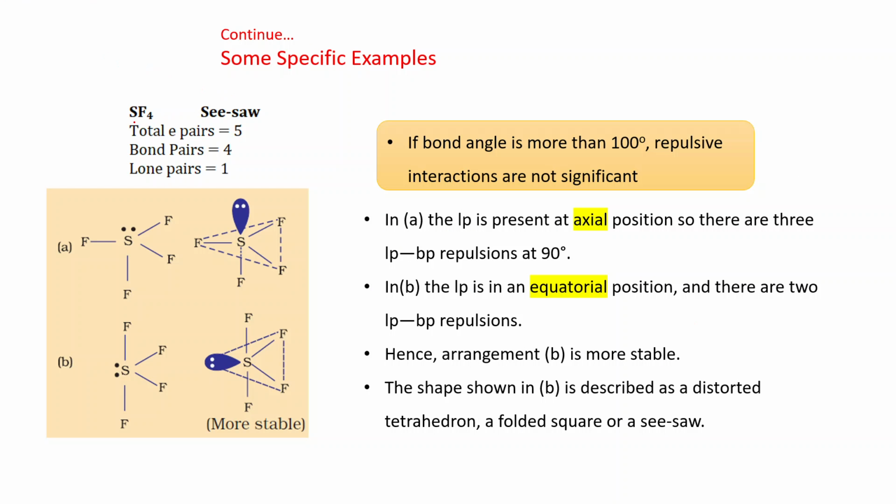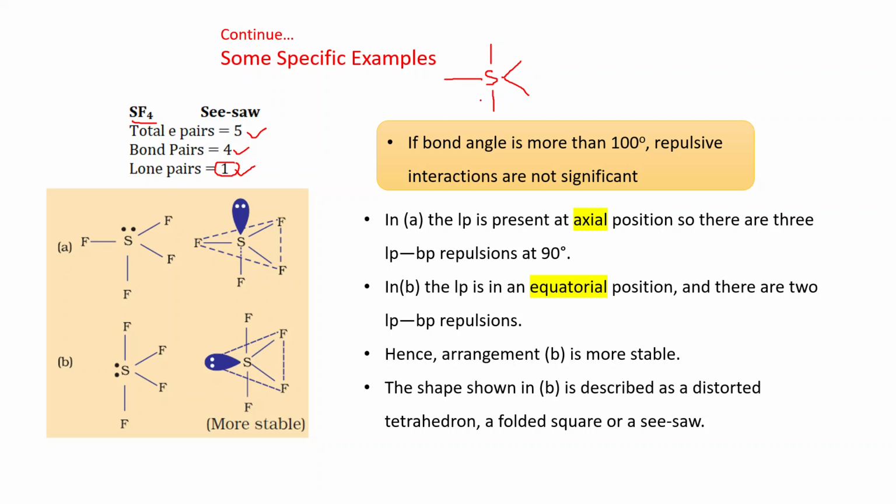One more example, SF4. Now in case of SF4, total number of electron pairs are 5, bond pairs are 4, lone pair is 1. Now the question arises, what should be the position of this lone pair of electrons? We already discussed. Once again, see, this is sulfur. 5 electron pairs are there. These 5 electron pairs may be arranged in this trigonal bipyramidal form.